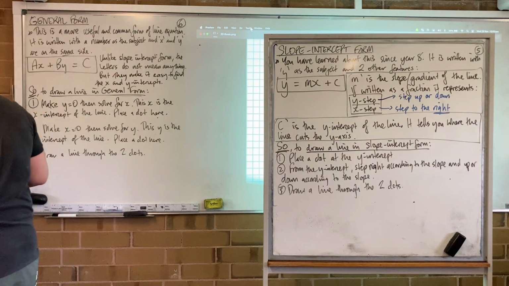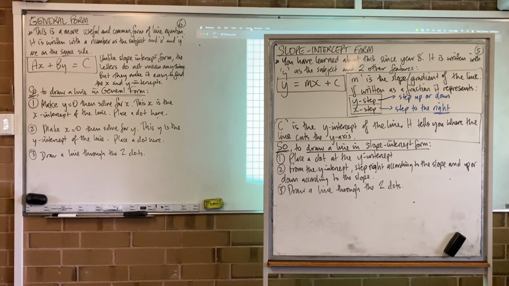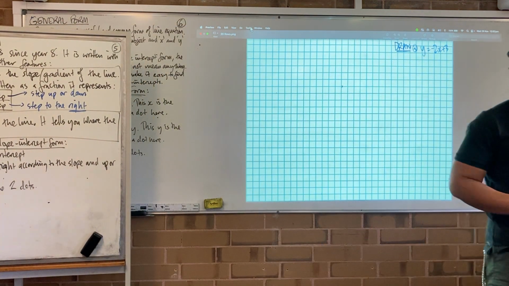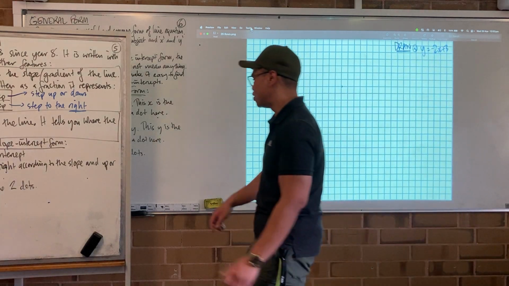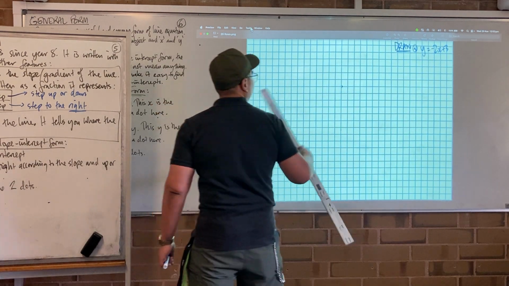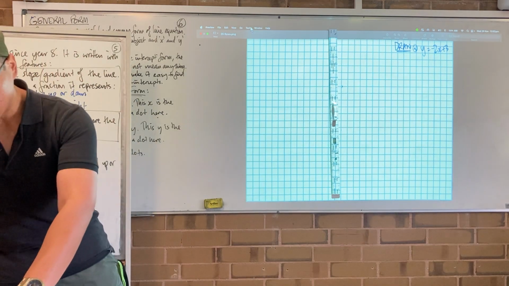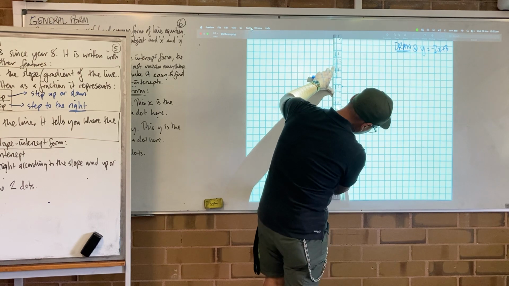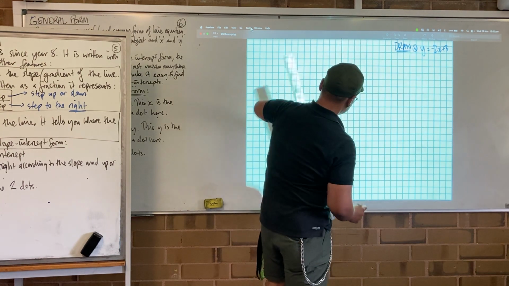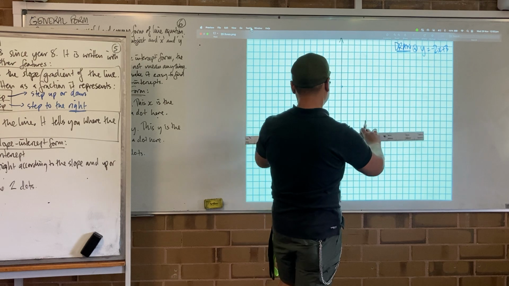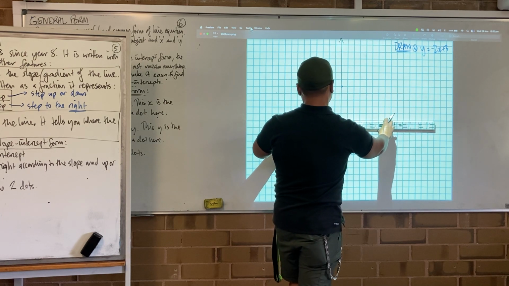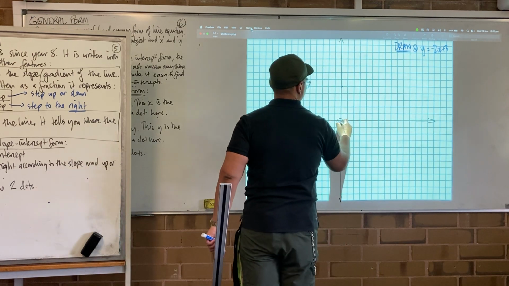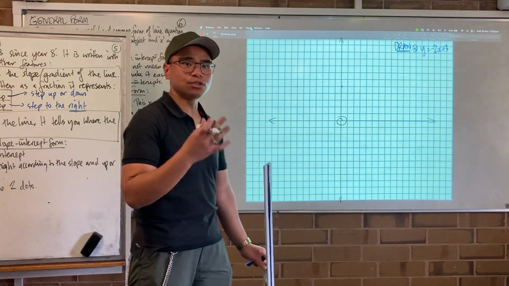I'll move this over because we've had some time and I don't want the video to be super delayed with you sitting there waiting. So, if I wanted to show you how you draw a line in slope-intercept form, I need a set of axes. So this is going to be your y-axis, up and down. This is going to be your x-axis. Let's assume each box is equal to 1.